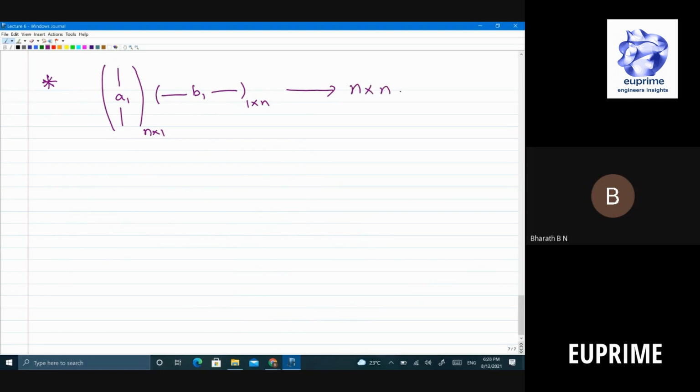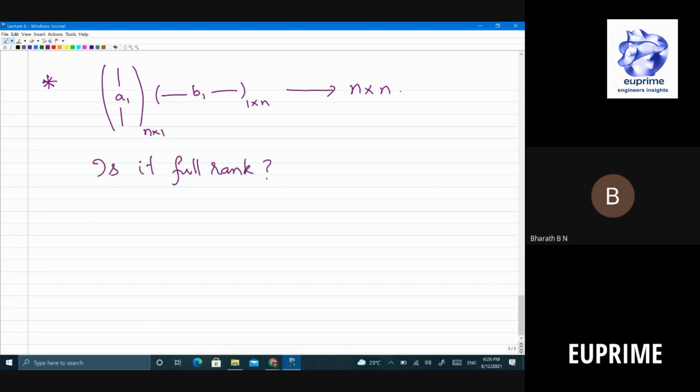So now, what can you say about this matrix? This is a very easy decomposition. It's a column vector times a row vector, called the outer product. So what can you say about this matrix? Maybe think about the rank of this matrix, to be very specific. Is it full rank? Let's ask this first question.